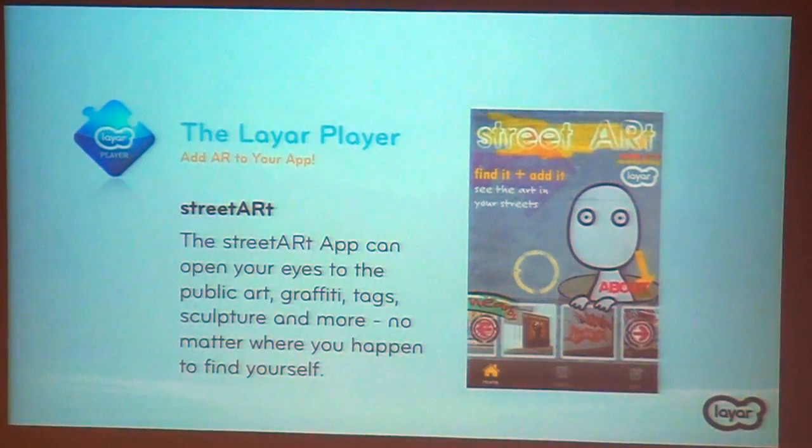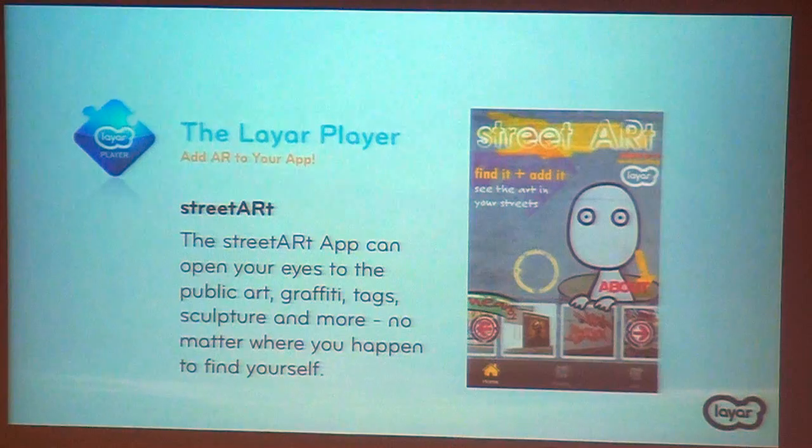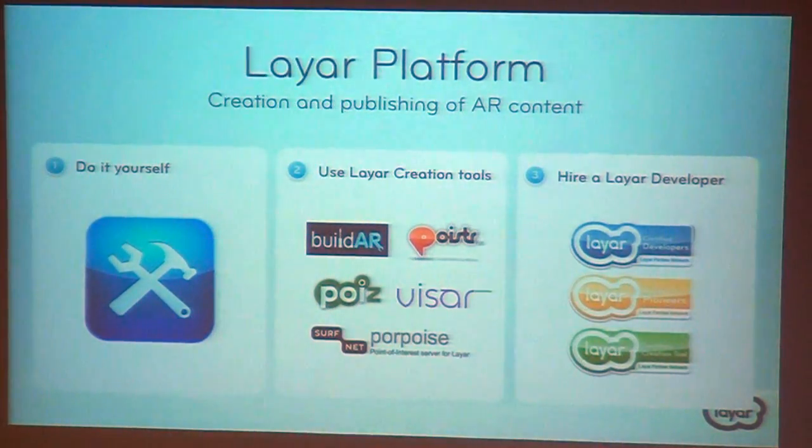Here's an example of an app in the App Store. It's called Street Art. And it actually uses the Layar player software. So if you download it from the App Store and you click reality, which is one of the options at the bottom, it will launch the Layar code. In that sense, it looks a lot like integrating Google Maps in your app, for example. And the third part is the layer platform. So that's the part where you create content and publish content.